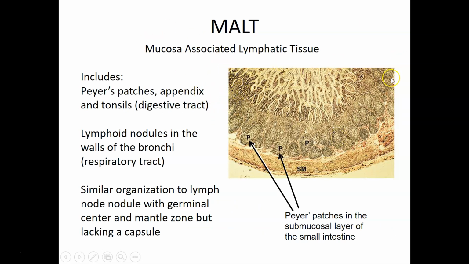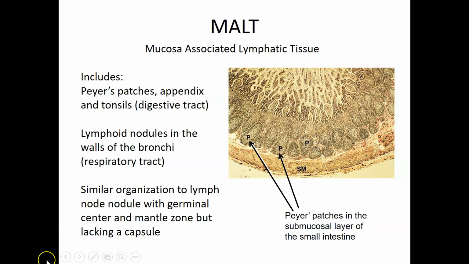So just one last slide here to talk about the MALT in the Peyer's patches in the appendix. Like I said before, sometimes the tonsils are classified as MALT as well. You can also find them in the walls of the bronchi, the large breathing tubes in the respiratory tract. And this is just showing the small intestine. Here will be the lumen up here, the villi, and anything coming in across this epithelium is going to encounter these Peyer's patches before it's going to get into the bloodstream or the interior of the body.